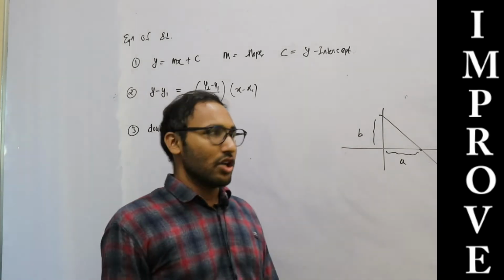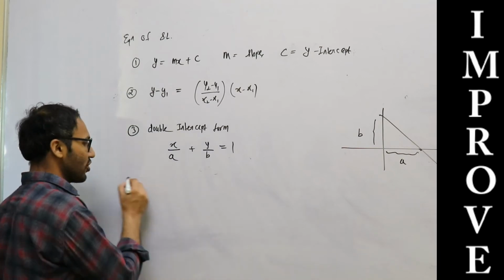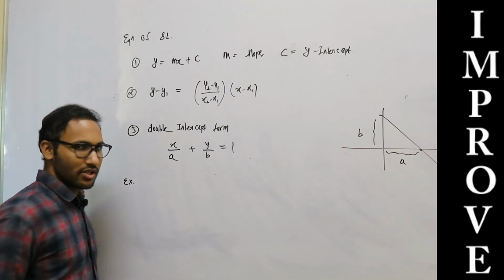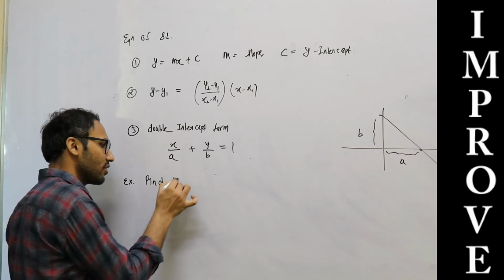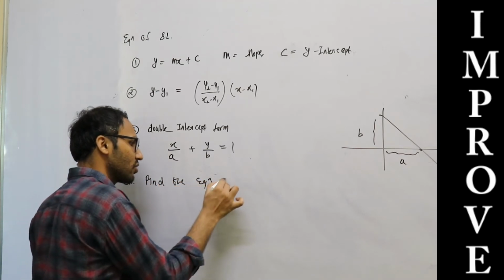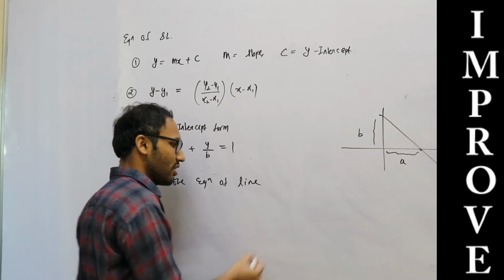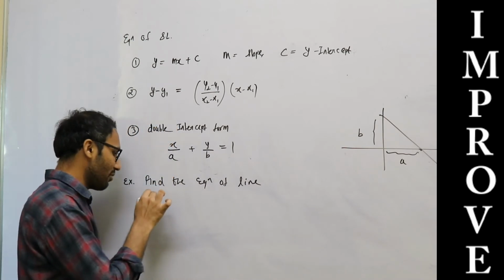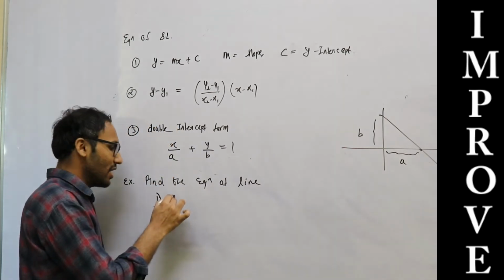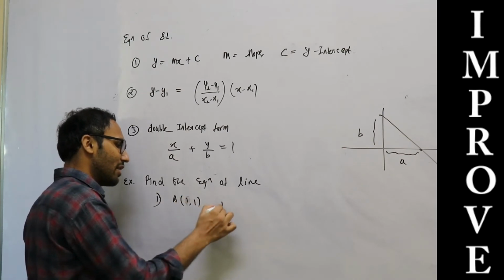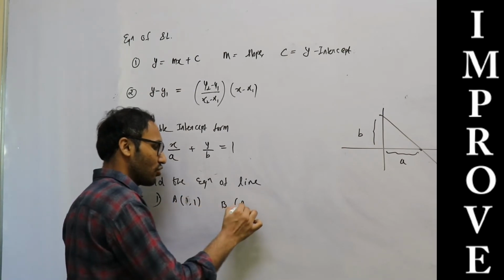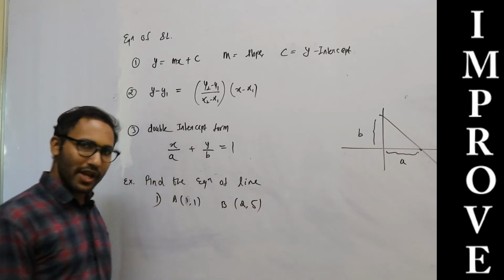Okay, let's do some question about it. Suppose there is a question, you have to find the equation of line having the condition, number 1, 2 points are given, A (1, 1) and B (2, 5). Find the equation of line.